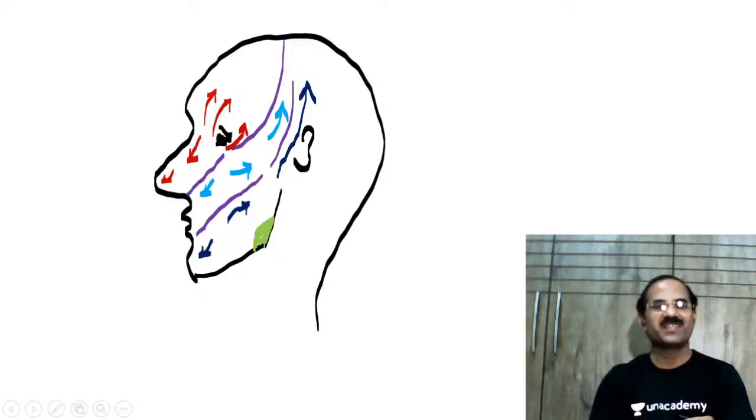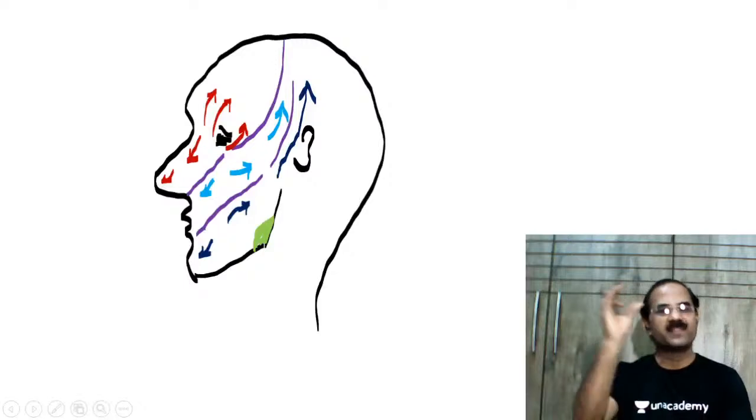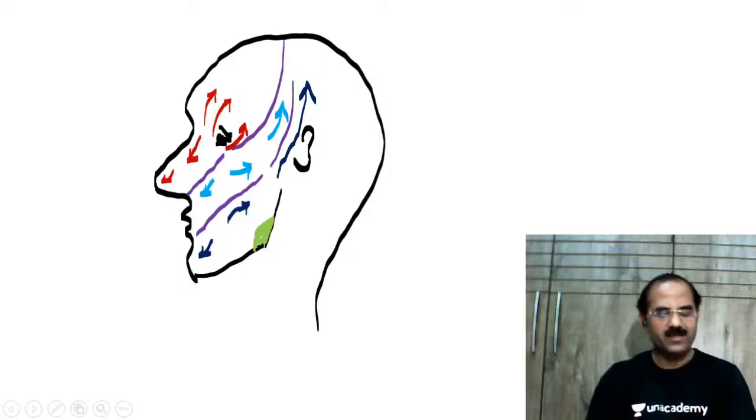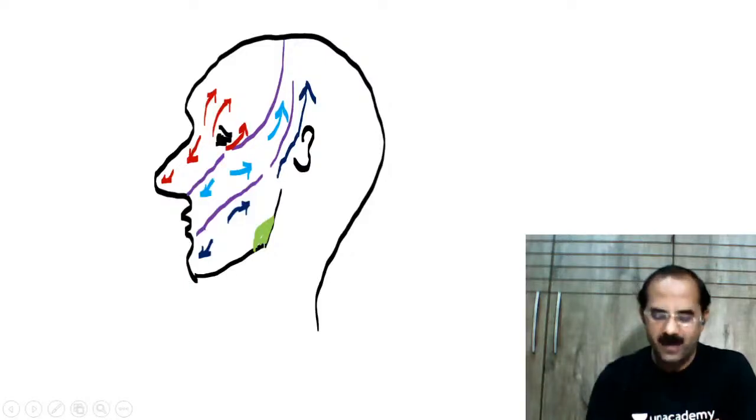Yes, I'm waiting for your answer. Structures piercing the buccinator. One is the buccal branch of mandibular nerve. The second one, excellent, very good. That is the parotid duct. Yes, very nice. All of you have answered. That is the parotid duct.